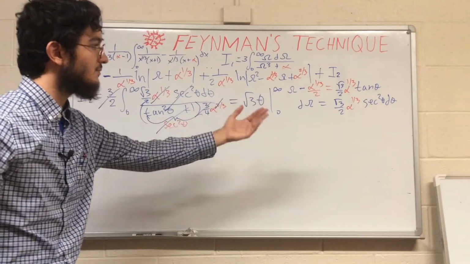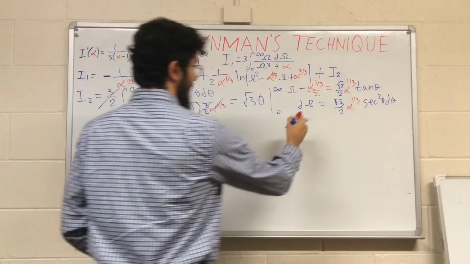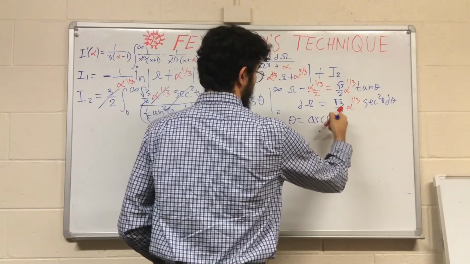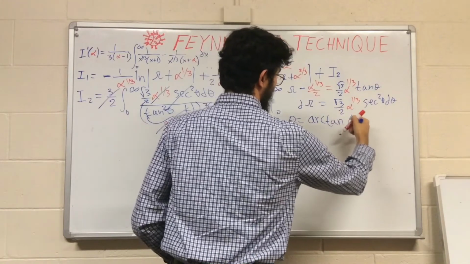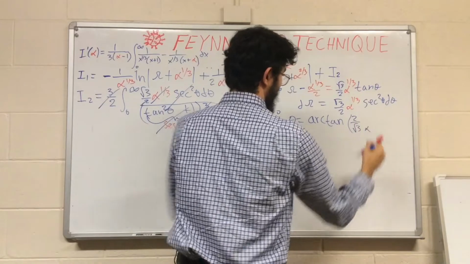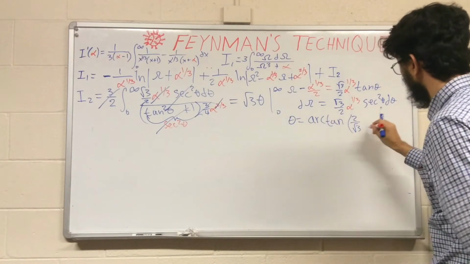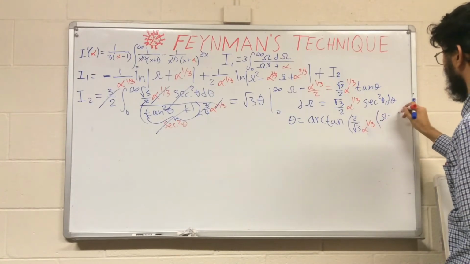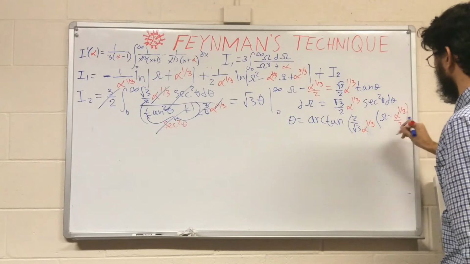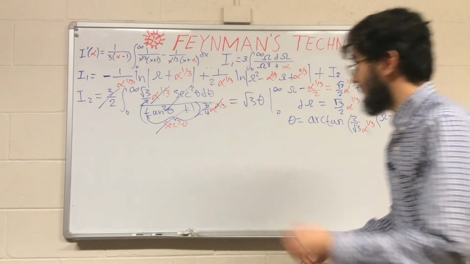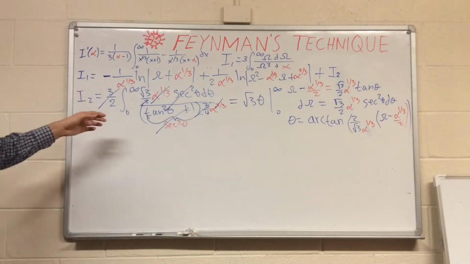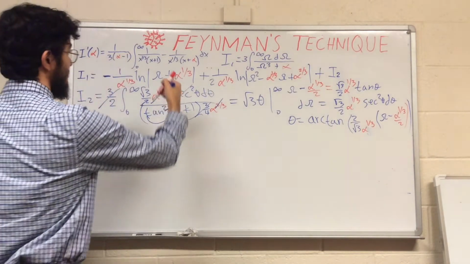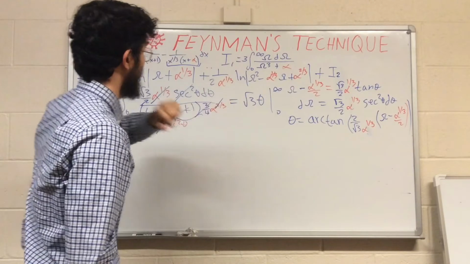Whereas theta, if we solve for theta over here, we know that theta will be equal to arctangent of 2 over radical 3 times alpha to the 1/3 multiplied by omega minus alpha to the 1/3 over 2. So that's theta. So then that means that I1, which is only this part of the integral, is I prime of alpha. Remember, this is I1, and we know I1 is that.